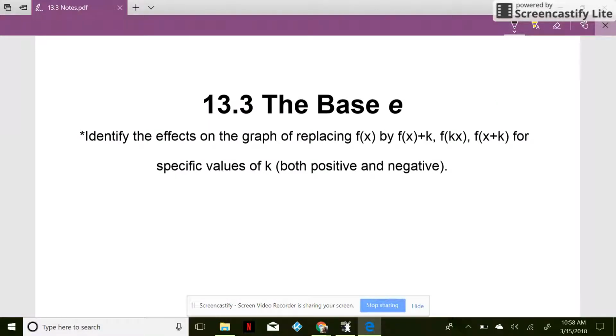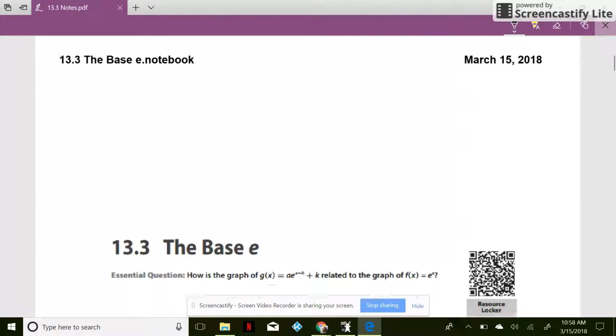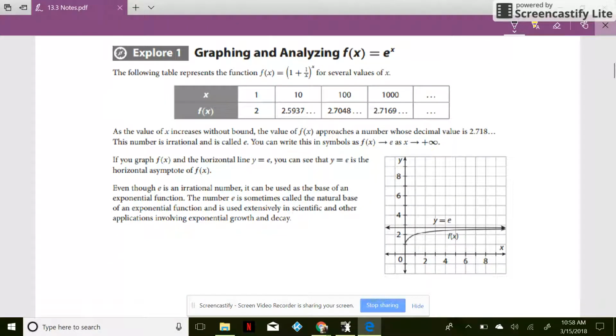We're looking at section 13.3. Now we're talking about what happens if our base is the value e. So let's say we've got a function f(x) = (1 + 1/x)^x for several values. They've given some of them there.